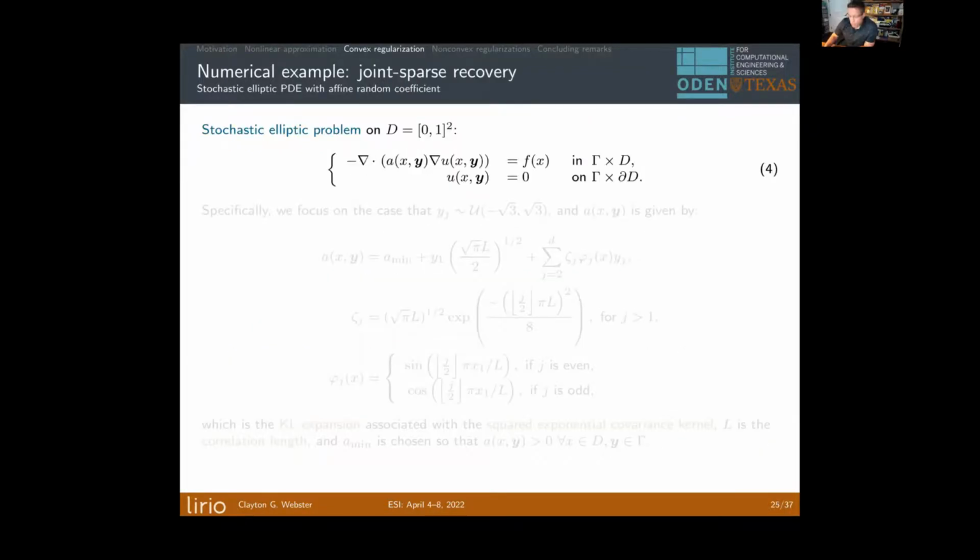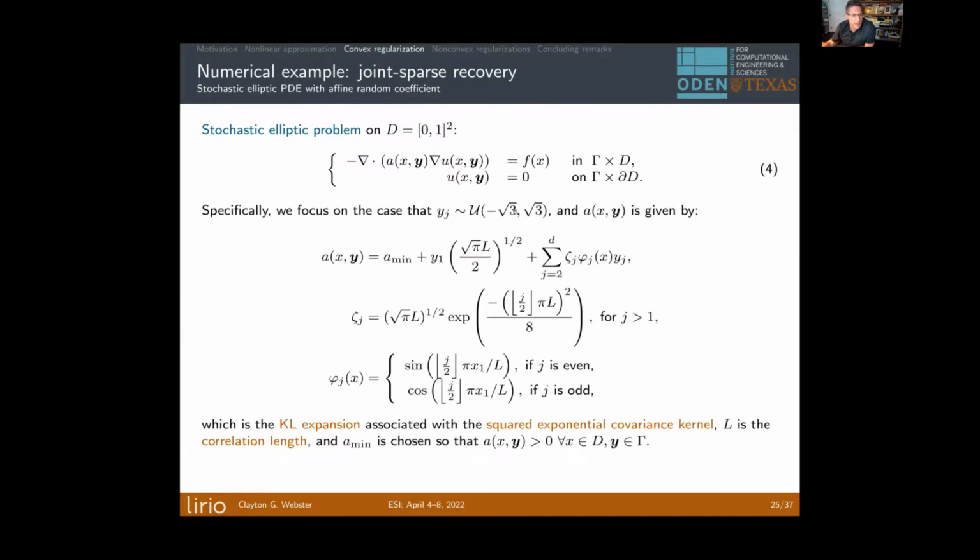Okay, so here's a simple problem we've seen ad nauseam over the past 20 years, I guess, or at least 10 years. And so here's an elliptic problem. I'll assume that my domain is just, I focus on samples from a uniform distribution. The coefficients are related to, say, a Fourier expansion of exponential covariance. Here, L will denote the correlation length, and a_min, of course, is going to be chosen to guarantee that we have coercivity, etc.